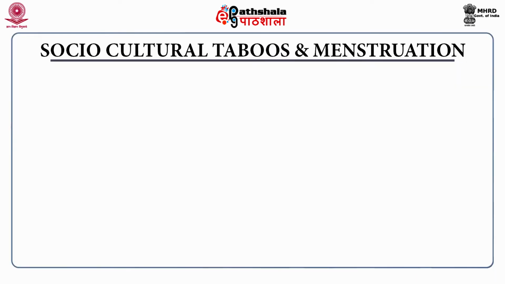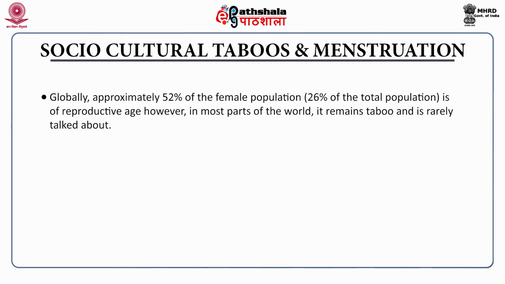Globally, approximately 52% of the female population, which is 26% of the total population, is of reproductive age. Most of these women and girls will menstruate each month for between 2 to 7 days. Menstruation is a normal part of the reproductive cycle in which blood is lost through the vagina. However, in most parts of the world, it remains taboo and is rarely talked about. As a result, the practical challenges of menstrual hygiene are made even more difficult by various socio-economic factors.